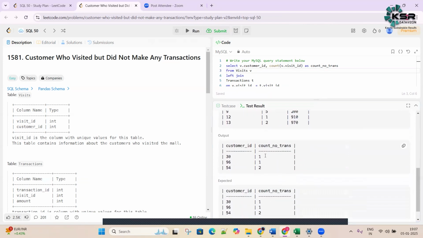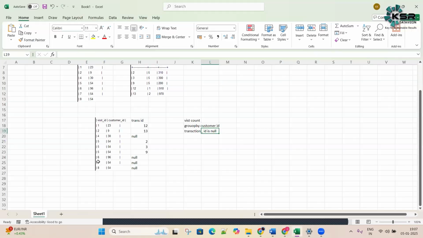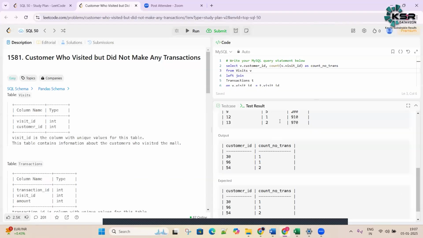So we got the number of counts for 30. That is what I had said right here. So for customer ID 30, that is one count. For customer ID 96, there is one null. That's the count. And for 254, that is two counts. That's what we got. I hope you understood this question.